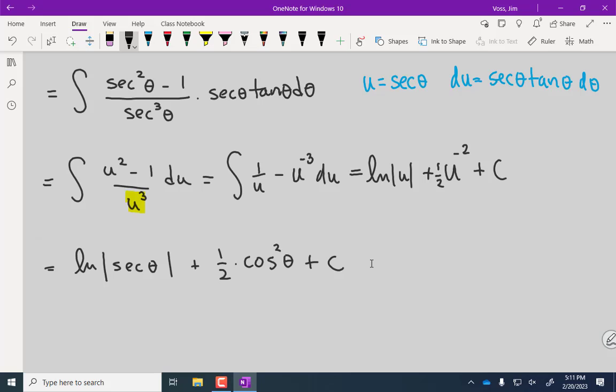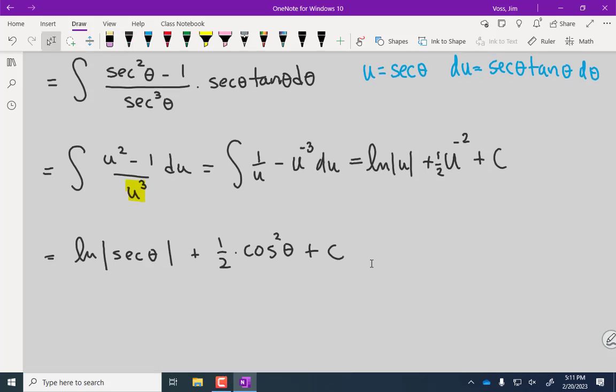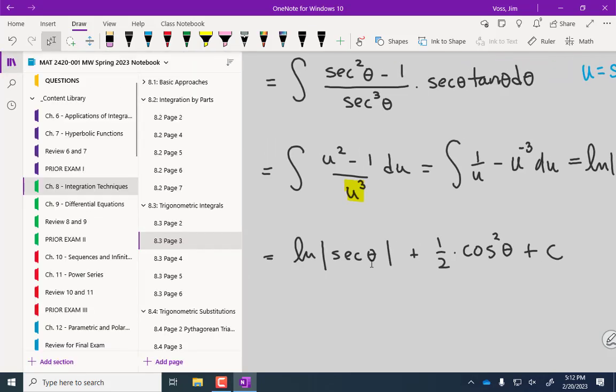Could you leave it as secant to the negative 2? You can. We usually don't like negative exponents, so usually you put the secant in the denominator at least. But you're trying to avoid simplifying. Have no fear. Embrace the simplification.